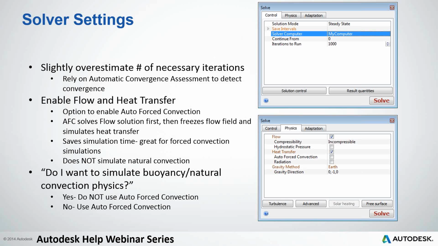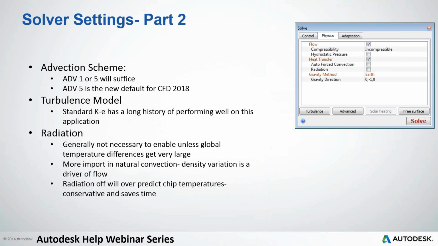So next here, just a part 2. I don't have it in the screenshot, but in terms of advection schemes, both advection scheme 1 and 5 will suffice. In CFD 2018, we made ADV5 the new default. I really don't see massive differences with this application between the two. I have good faith in my results using either advection scheme for this application. So it's kind of up to you. ADV5 is the newer advection scheme, but it's not a critical question.